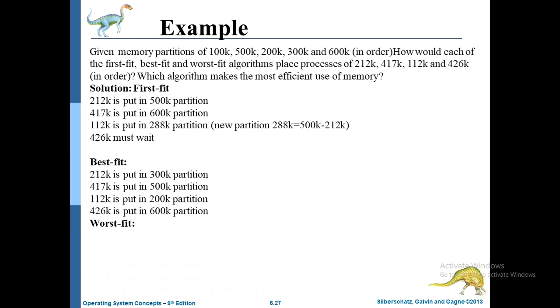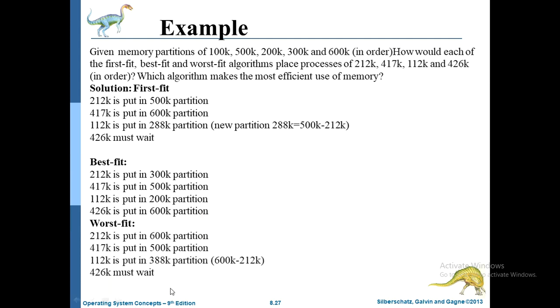But in the worst fit method, we take the largest hole to fit the processes, right? For this 212K, the largest block here is 600K. So 212K is put in the 600K partition. In a similar way, 600K minus 212K, we get a 388K partition, right?